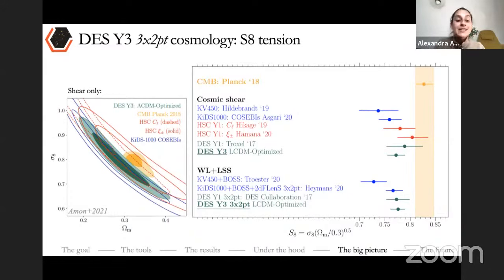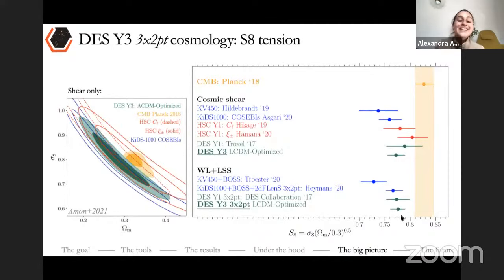So I actually did my PhD with the KiDS team and then swapped to DES while I was in the US. So KiDS is in blue, HSC is in red, and DES is in green. And when you look at the lower results from the 3x2pt, or the combined lensing and clustering analyses, that recent result from Heymans 2020, the KiDS-1000 plus BOSS plus 2dFLenS, is that nice small blue data point. And the DES 3x2pt optimized result is shown here as well.